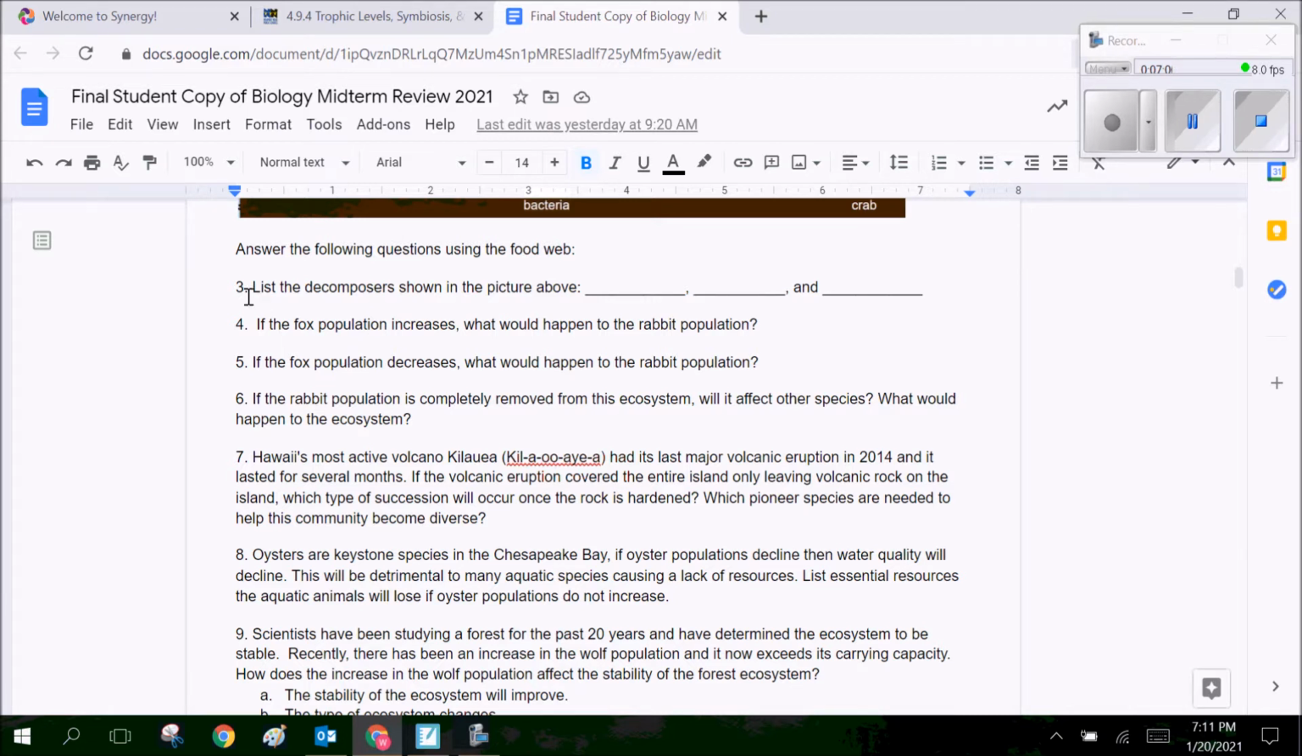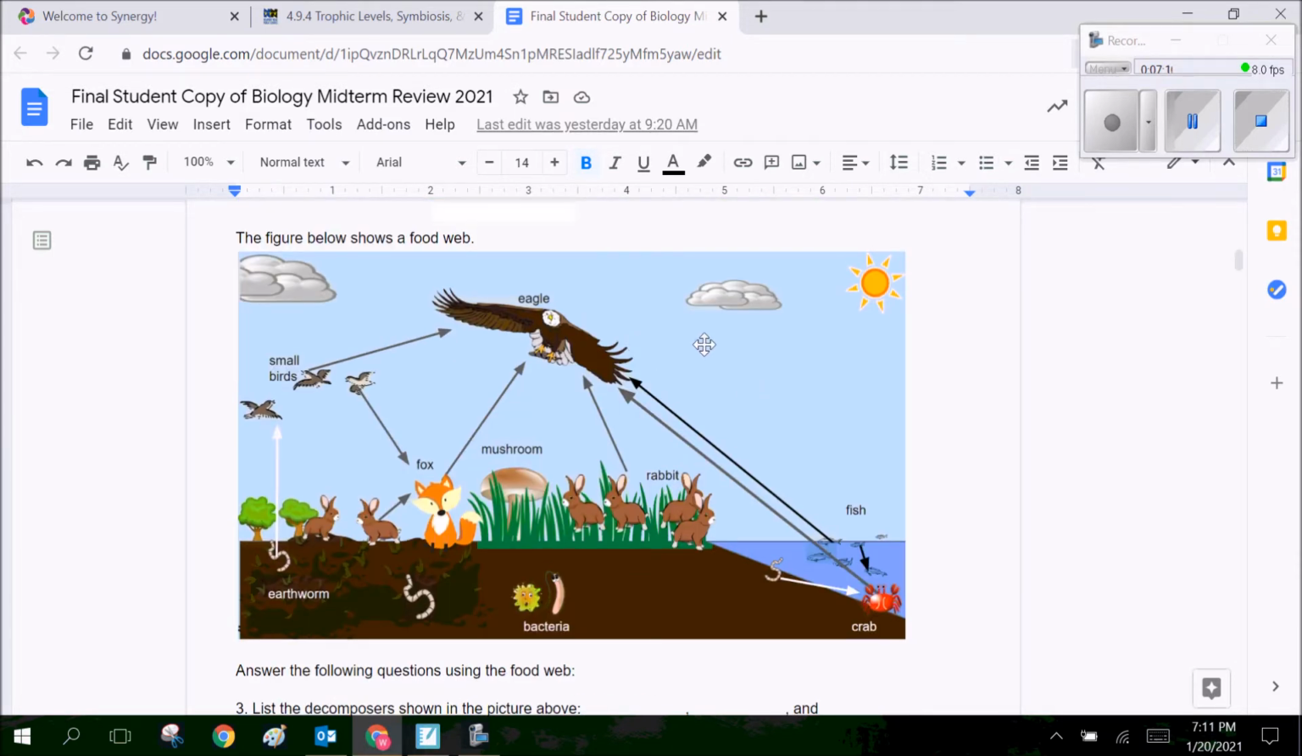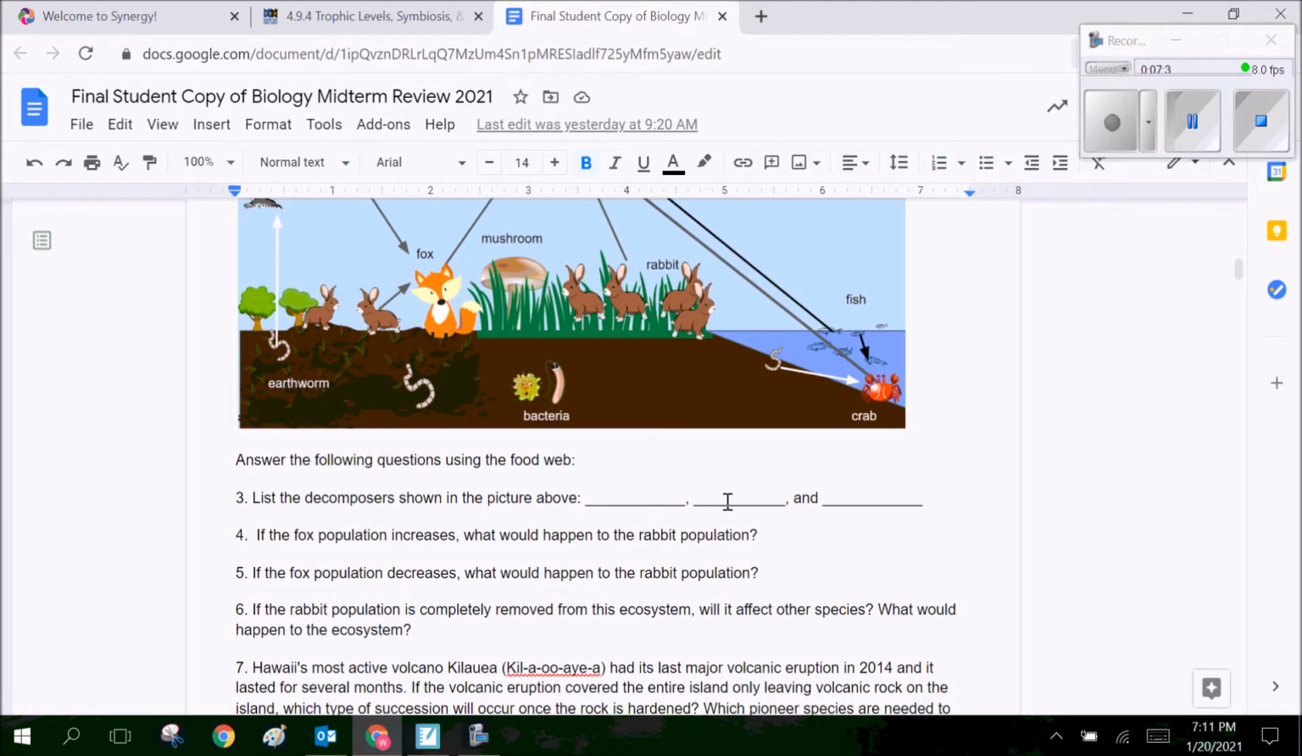Okay, 3. List the decomposers shown in the picture above. Now, decomposers are going to be things that receive the dead or decomposing matter from organisms after they die. So we're going to see the mushroom is an important decomposer. The earthworm is an important decomposer, and bacteria is an important decomposer. So anything that's in the soil or down here, breaking down dead organisms, are decomposers.